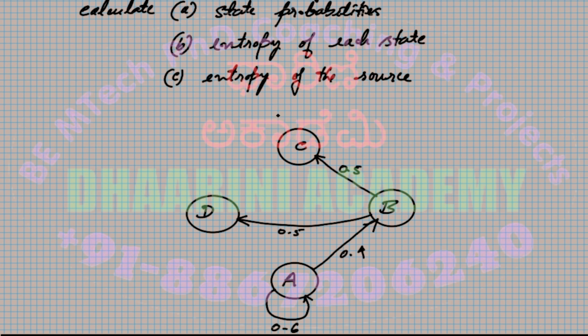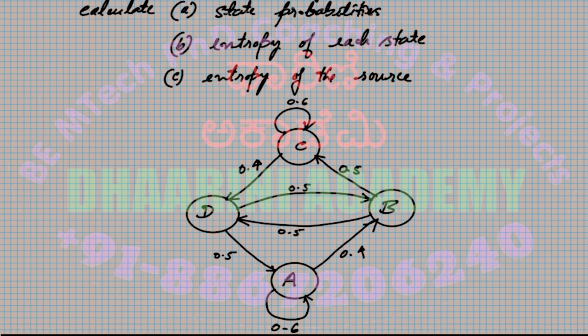From C you can come back to C, and that probability is 0.6. From C we can move to D, and that probability is 0.4. Similarly, from D we can go to B, which is 0.5, and from D we can come to A, which is also 0.5. So this is the given state diagram.